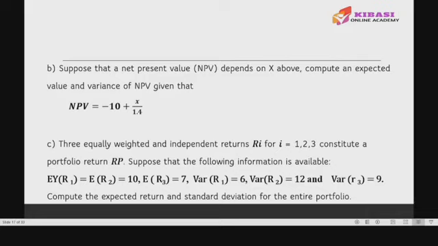3 equally weighted and independent return Ri for i is equal to 1, 2, 3 constitute a portfolio return RP. Suppose that the following information is available. Expected ya R1 is equal to expected ya R2 ambayo is equal to 10, expected ya R3 is equal to 7, variance ya R1 is equal to 6, variance ya R2 is equal to 12, and variance ya R3 is equal to 9. Compute the expected return and standard deviation for the entire portfolio.